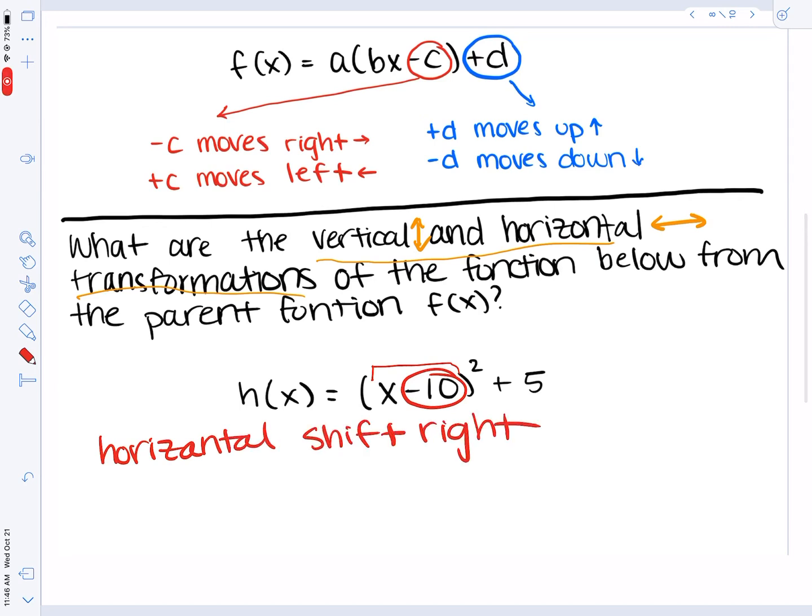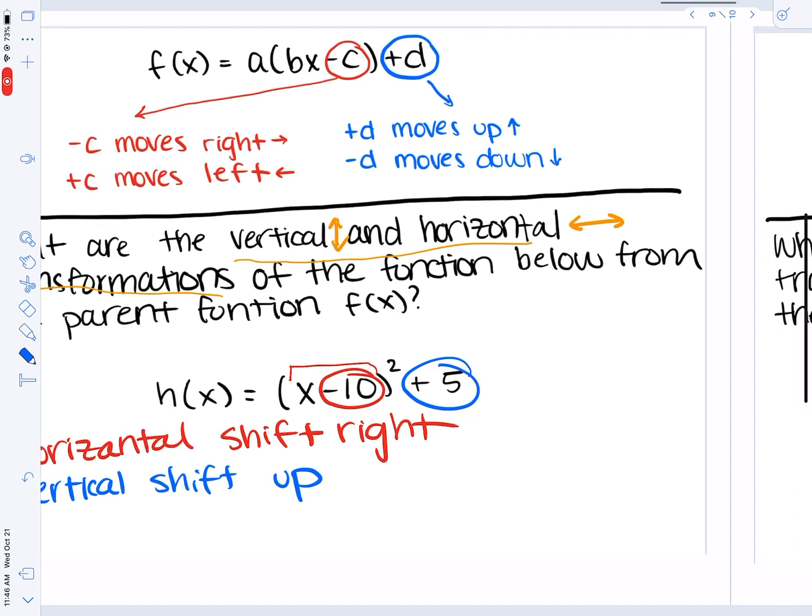right. And then now, what is the value of my d? Very good. So does that move up or move down? Vertical shift up, because it's positive.